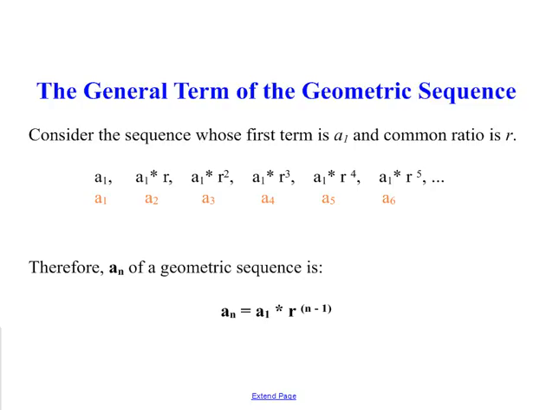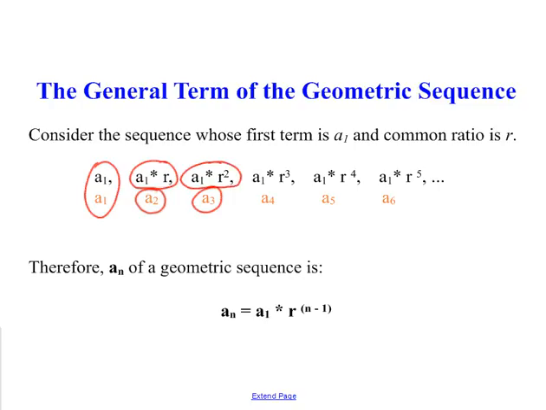All right, next we're going to talk about the general term of the geometric sequence. Consider the sequence whose first term is a sub 1 and common ratio is r. There was a similar slide in the video about arithmetic sequences. What I'm showing you here is that the first term is the first term. But to get the second term of the sequence, we're going to take the first term and multiply it by the common ratio one time. To get the third term, we're going to take the first term and multiply by the common ratio twice.